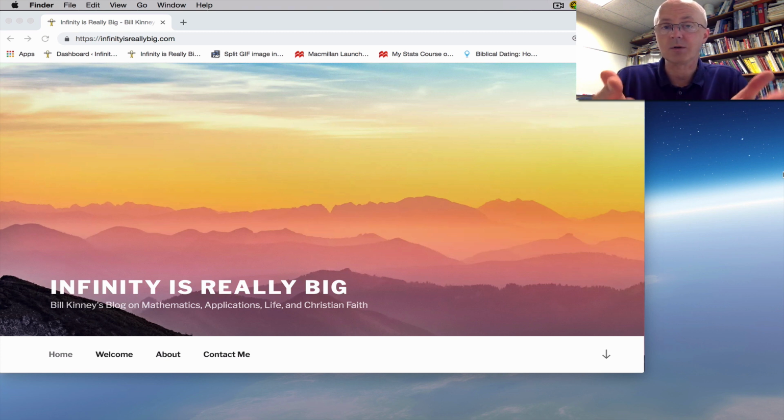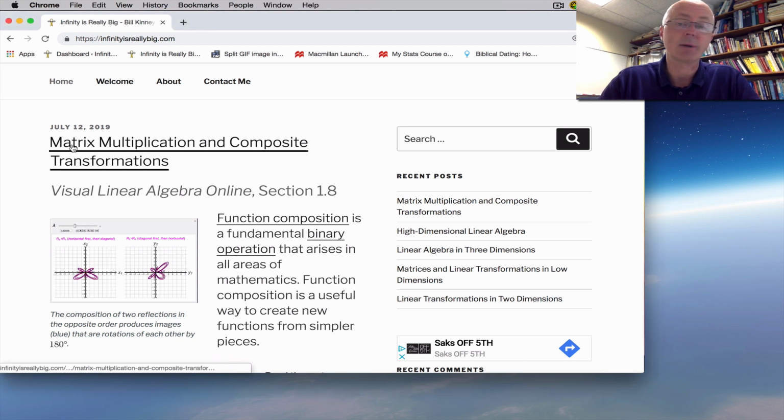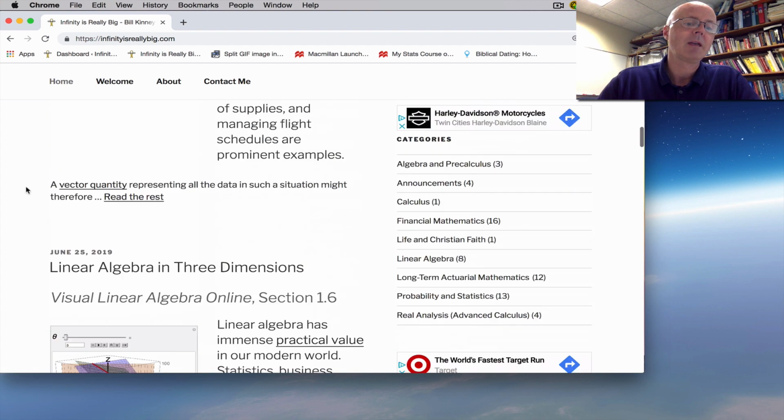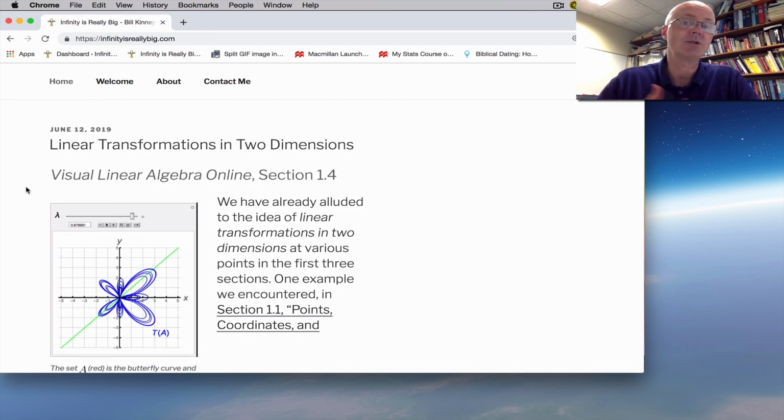So if this is something that you're learning for the first time, that's going to be good as well. But you will want to know some things ahead of time before reading section 1.8 of Visual Linear Algebra online on matrix multiplication and composite transformations, really composite linear transformations. In particular, you're going to want to know about linear transformations ahead of time. So I'd recommend going back to section 1.4, learning about linear transformations in 2 dimensions, where we can visualize things very easily. Some very nice visuals like you see here.